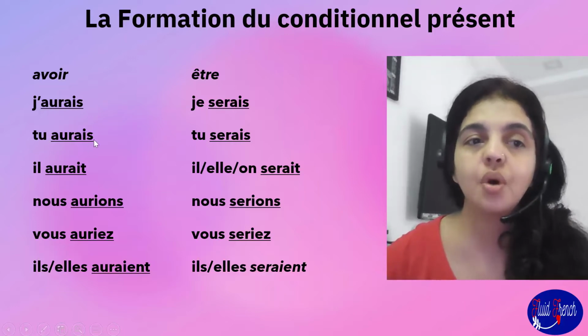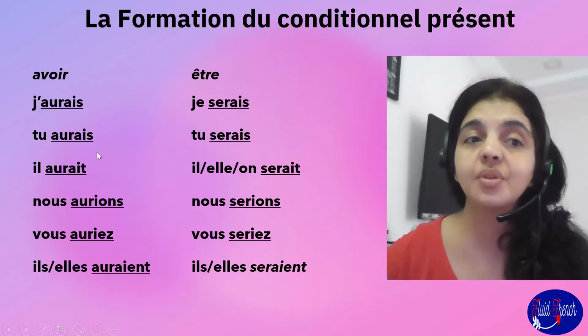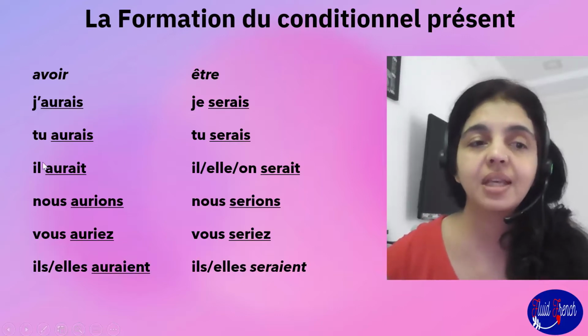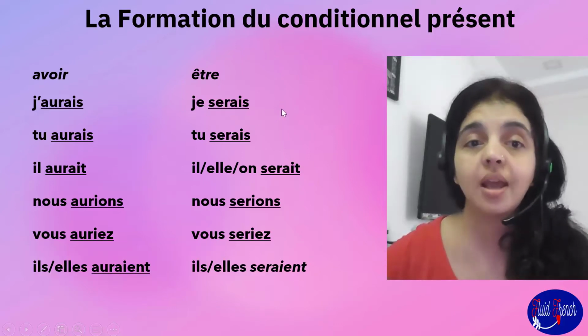J'aurais, tu aurais, il aurait. See, the pronunciation is the same. Aurait, aurait, aurait. Nous aurions, vous auriez, ils auraient. I would have, you would have, he would have, she would have. I've not written elle here, that's included obviously. Vous auriez, elles auraient. Je serais.